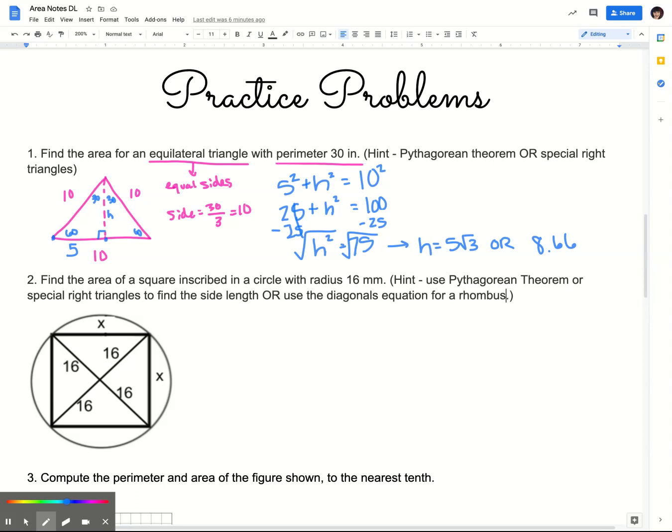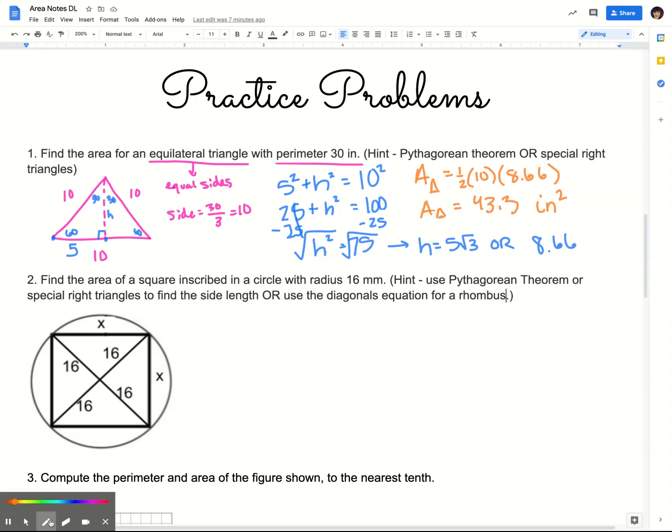Now I can find my area, because I have the height and I have the base. So the area of my triangle is 1/2 of the base, which is 10, times the height, which I'll use the decimal for here, 8.66. If I multiply all that through, the area of this triangle is 43.3 if you round. Then I need to make sure I use my units, so it's inches squared because you're finding an area.